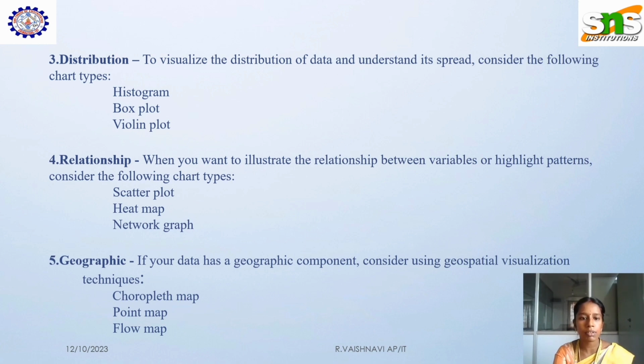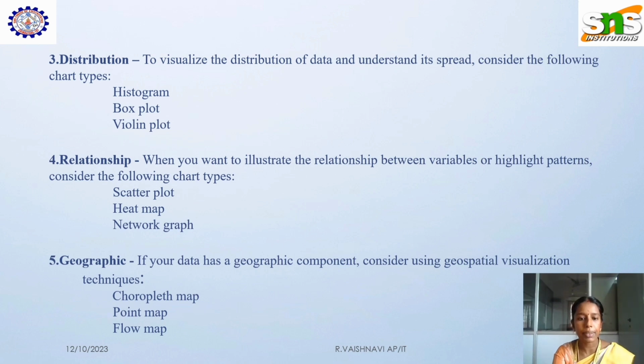Next, fourth one is the relationship. When you want to illustrate the relationship between variables or highlight patterns, we can consider the following types: scatter plot, heat map, and the network graph. Here we are using these categories. Under the categories we visualize their subcategories.